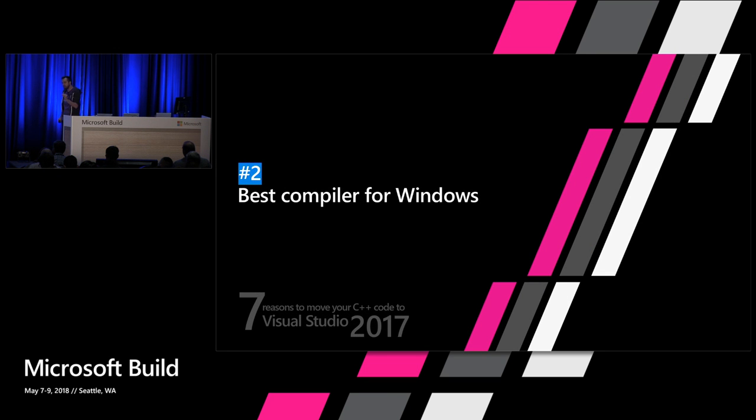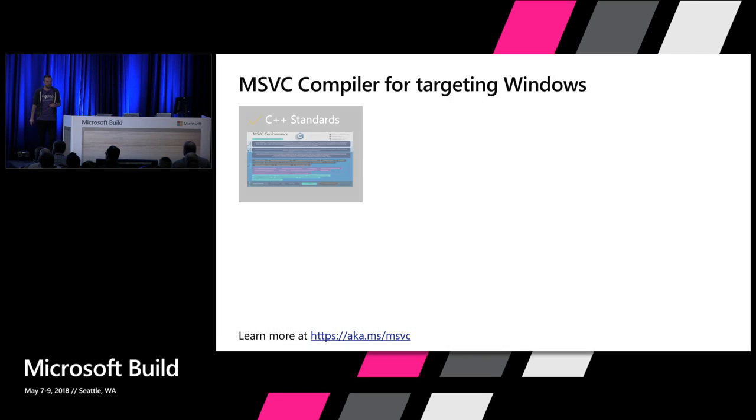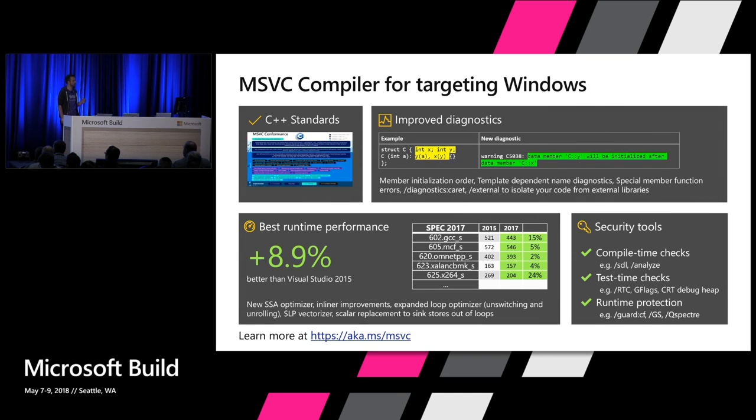Conformance should not be the only reason why you use the MSVC toolset for targeting Windows. The toolset brings improved diagnostics, superior performance and reliability, faster build throughput that I'll talk a bit later in another slide, as well as security tools required to build more Windows applications. For example, if you just recompile your code in Visual Studio 2017, a lot of new optimizations are going to kick in. They will give you around 9% performance improvement in your runtime code.